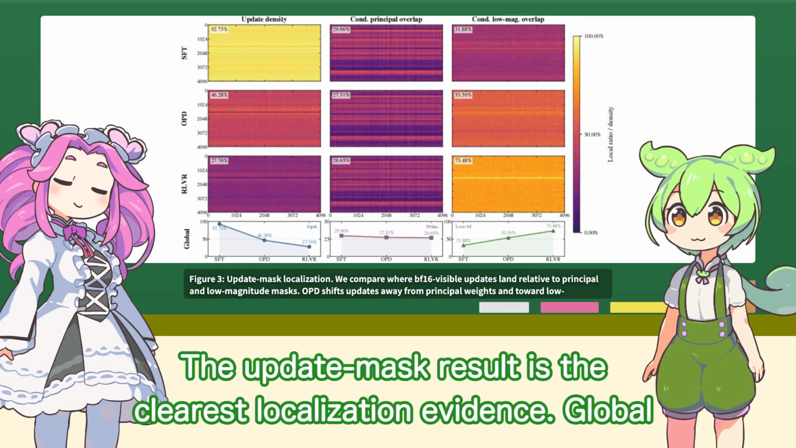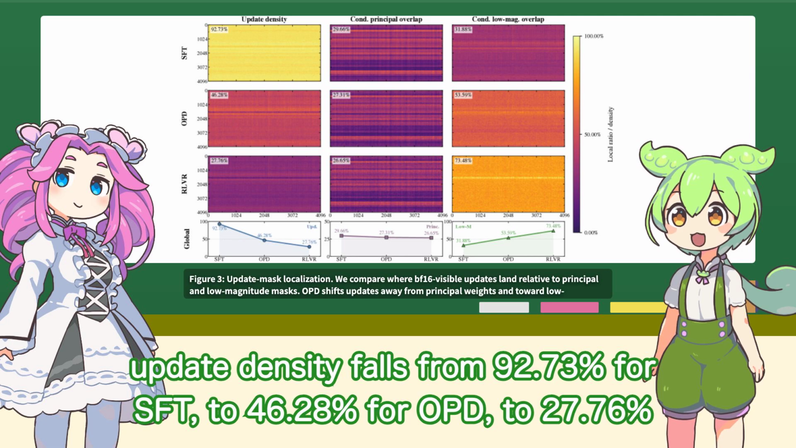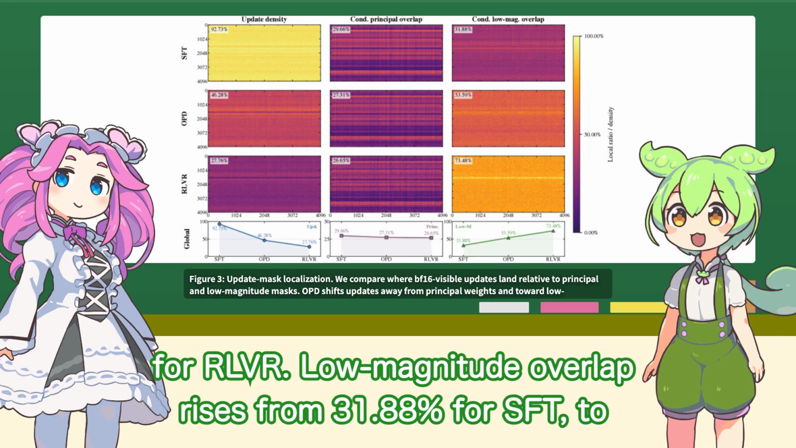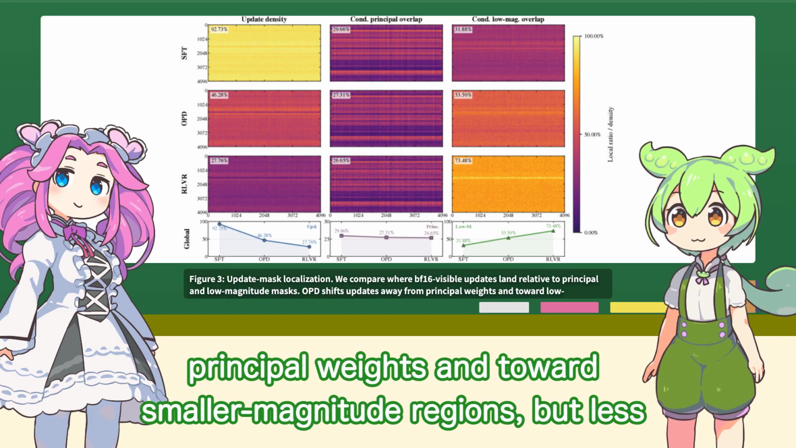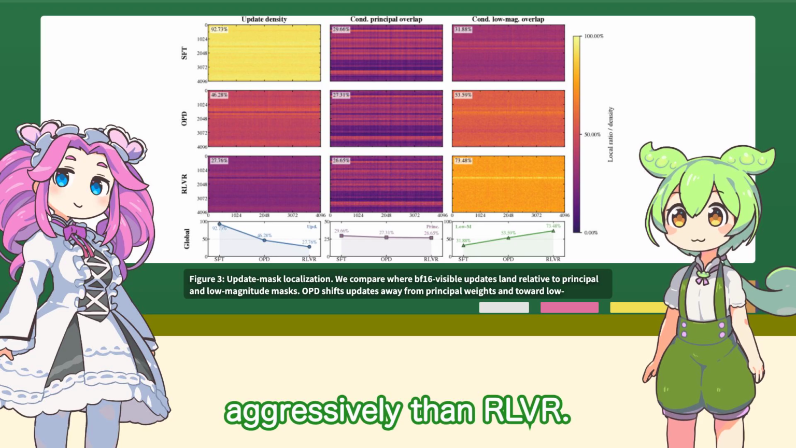The update mask result is the clearest localization evidence. Global update density falls from 92.73% for SFT to 46.8% for OPD to 27.76% for RLVR. Low magnitude overlap rises from 31.8% for SFT to 53.59% for OPD to 73.48% for RLVR. So OPD moves away from principal weights and towards smaller magnitude regions, but less aggressively than RLVR.